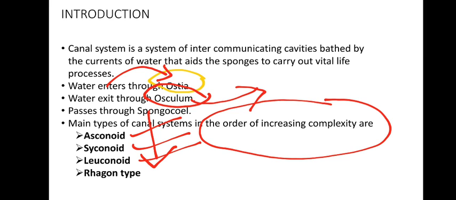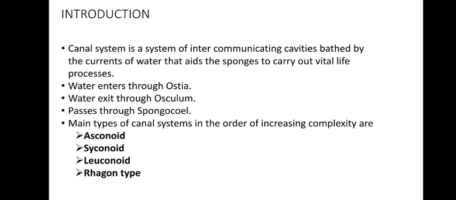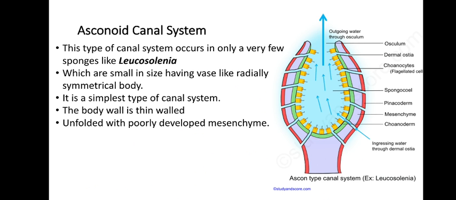Asconoid is the simple type. Modification of asconoid is syconoid. Leuconoid is the highly evolved type of canal system. There is another type, the rhagon type, which is not an independent type, rather one type within the leuconoid itself. Based on the derivation, it gets the name rhagon type. So in this chapter, we will be discussing all these 4 types of canal systems found in sponges. Let's see them one by one.